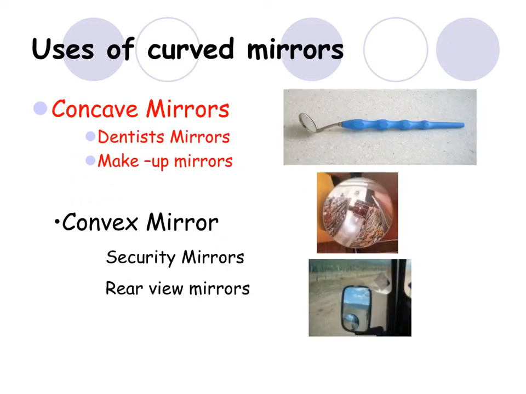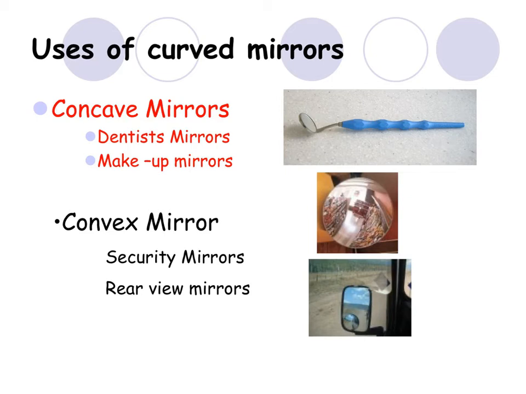So how do we use curved mirrors? Well, we use them for magnification. Dentists use a little concave mirror with a slightly longer focal length than your mouth so that when they look in your mouth, they can see an upright, magnified image of your teeth. For the same reason and in the same way, makeup mirrors are used.